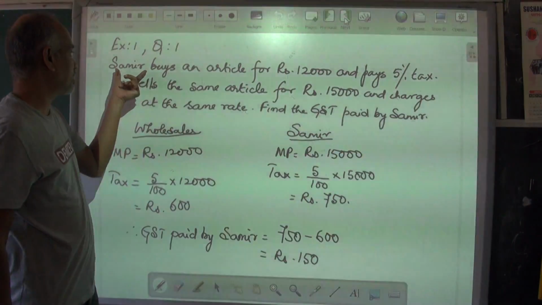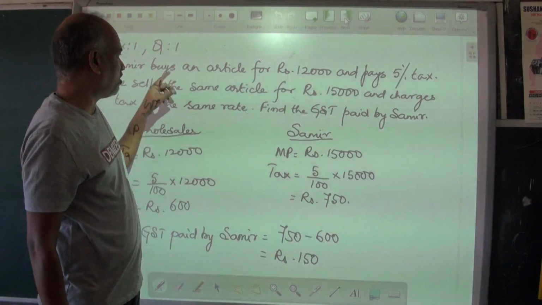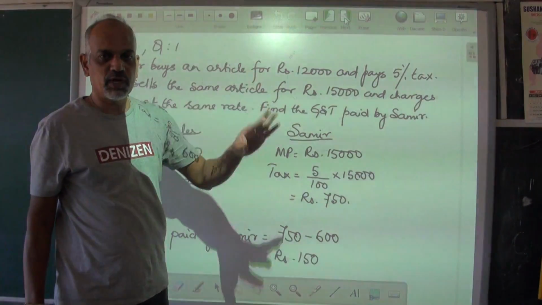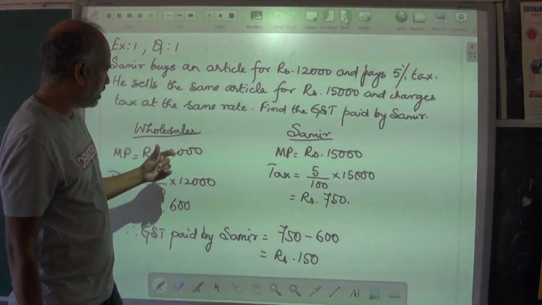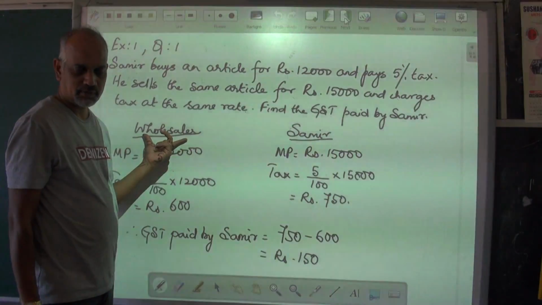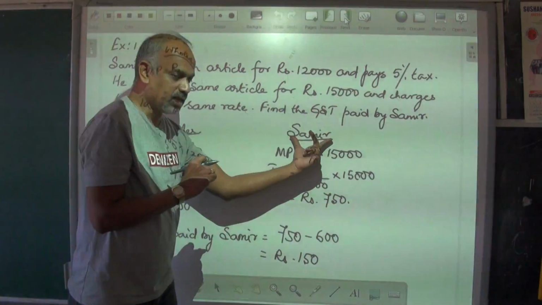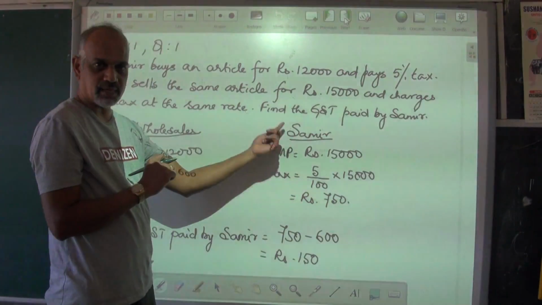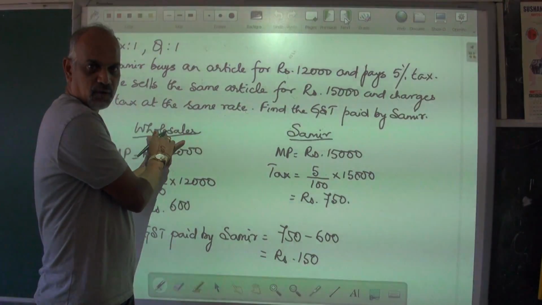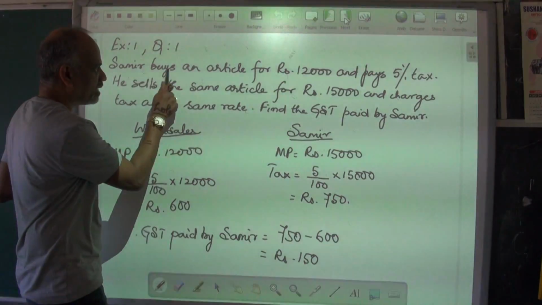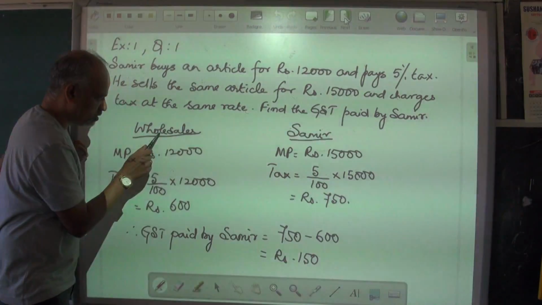Now, it says Samir buys an article for rupees 12,000. So if he buys an article, he is going to buy it from someone. Okay. Let's assume that someone is a wholesaler from whom Samir buys it. Okay. So Samir is here and he buys the article from someone. So that someone I have considered as the wholesaler. Okay. So Samir buys an article for rupees 12,000. So he buys it from the wholesaler.